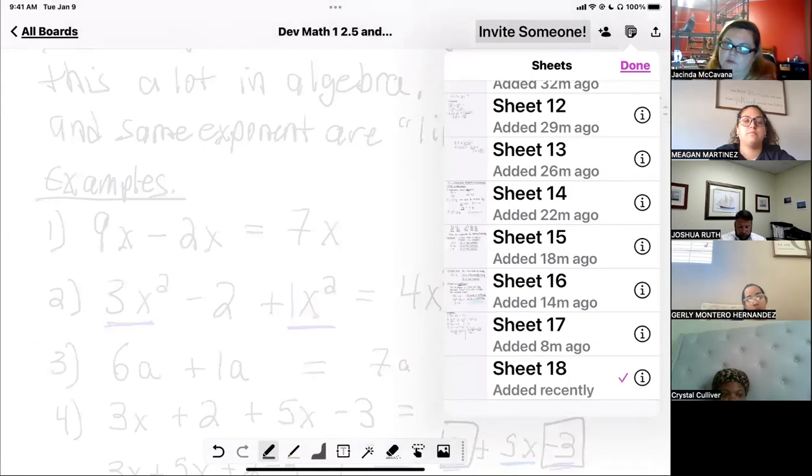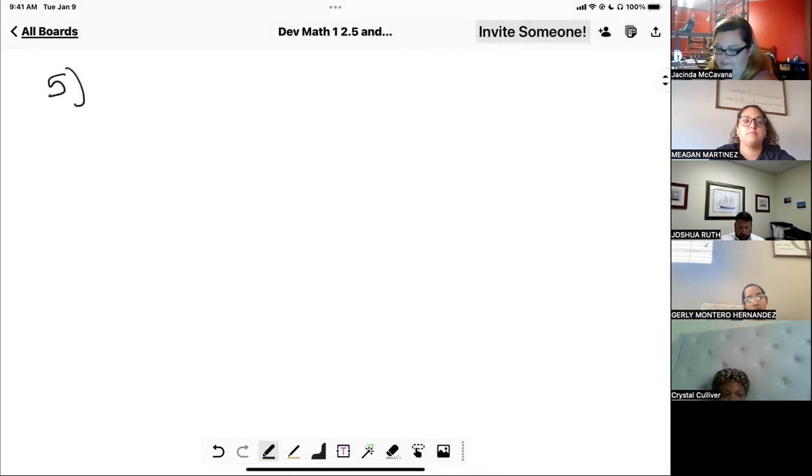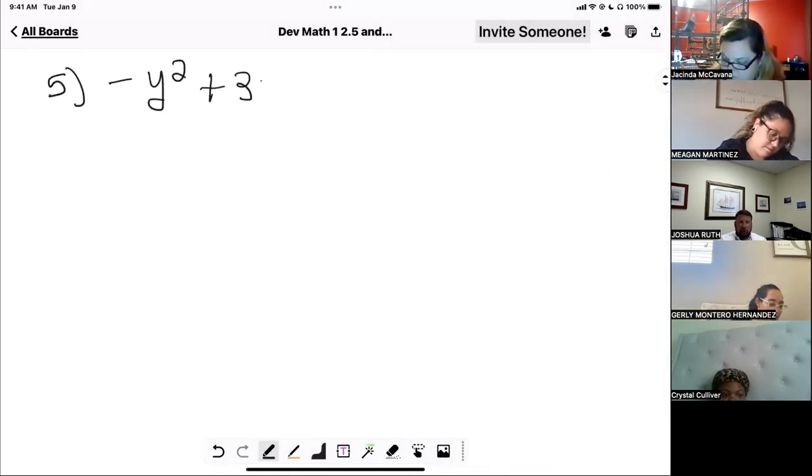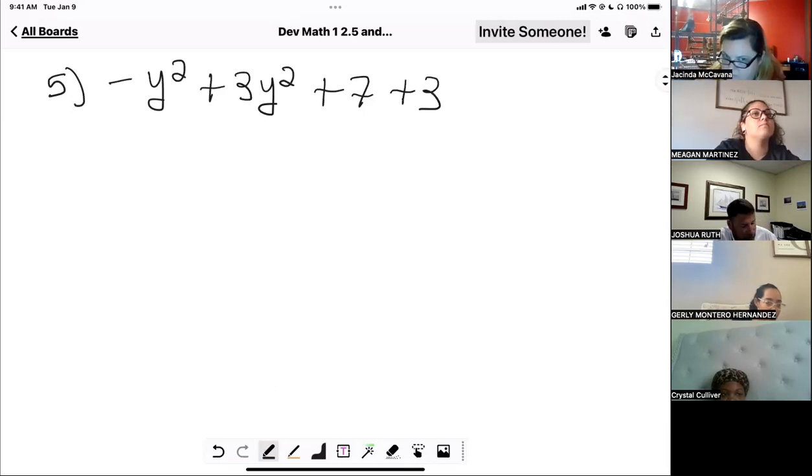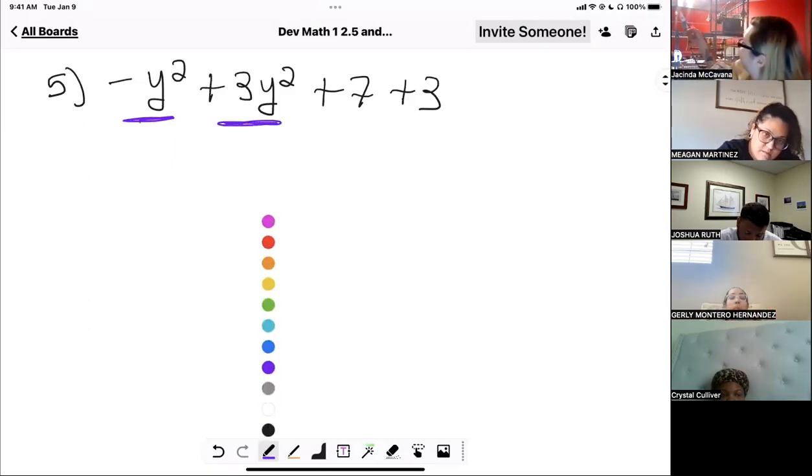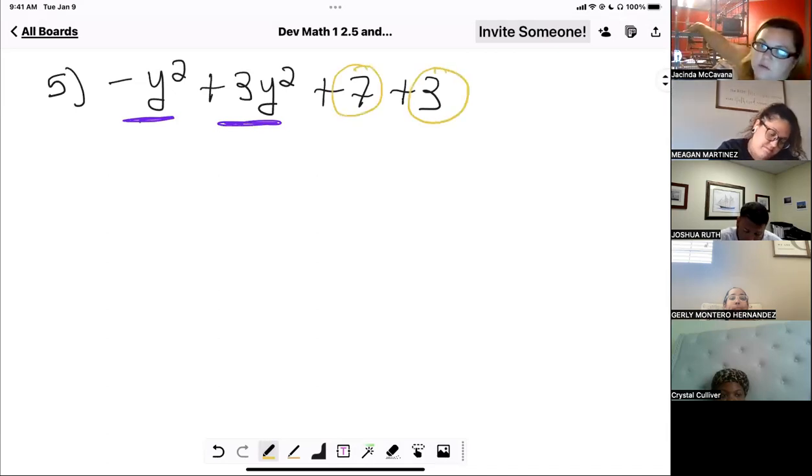Number 5. Negative y squared, here's your integers again, plus 7 plus 3 y squared. Actually, this is really nice because the y squareds are together and the numbers are together. Let's say I want to make sure I put the right things together. I might underline these and circle these, so the underlines I put together and the circles I put together.